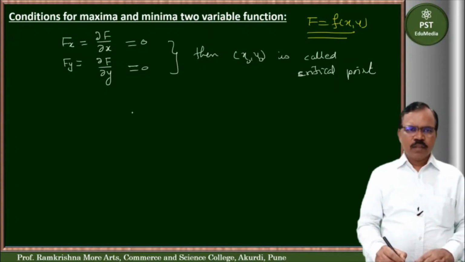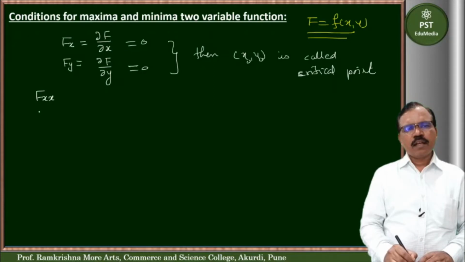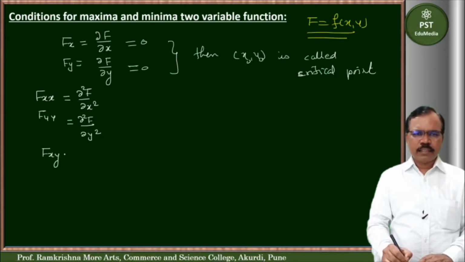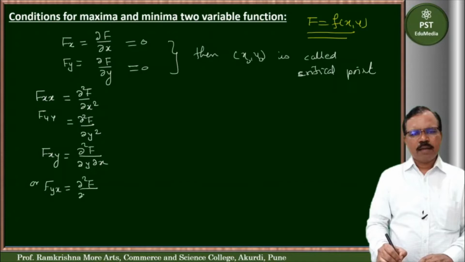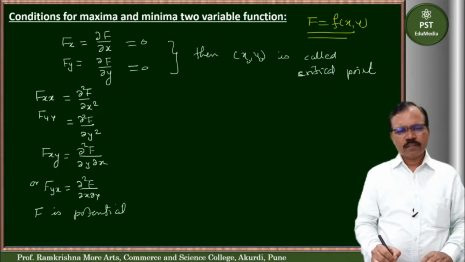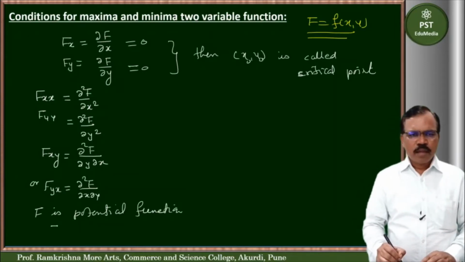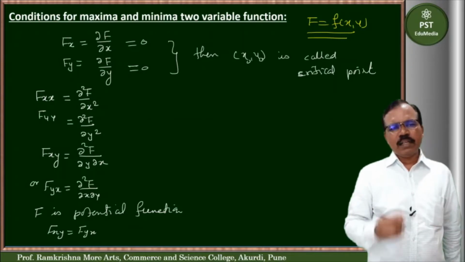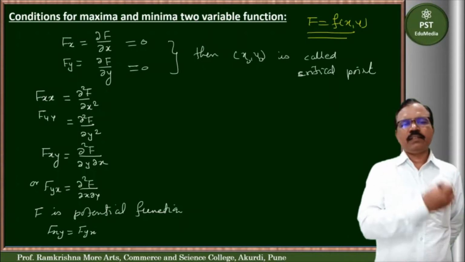So find fxx, fyy. fxx is del 2 f by del x square, and fyy is del 2 f by del y square, and fxy. This is del 2 f by del y del x, or fyx, del 2 f by del x del y. Now if f is a potential function, we know fxy will be equal to fyx. So here find the second order partial derivatives fxx, fyy, and the mixed partial derivative.